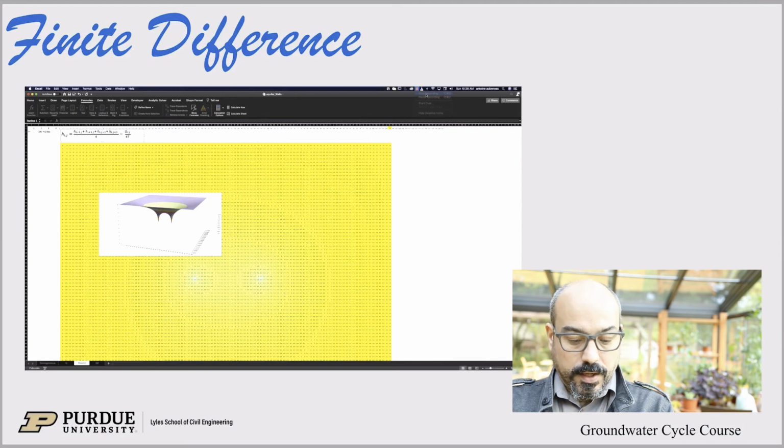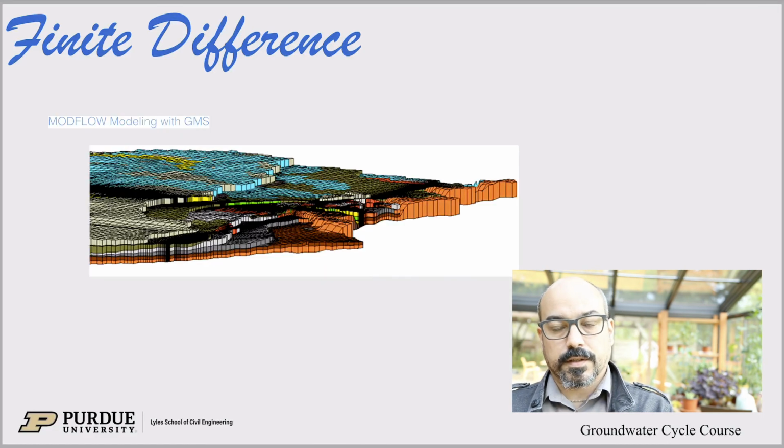with wells. Here's a quick example of a much more complicated domain. This is MODFLOW. Again, MODFLOW is the USGS finite difference model to solve groundwater problems. And GMS is software from a company called Aquaveo. We'll go back to that in the very last lectures of this course.